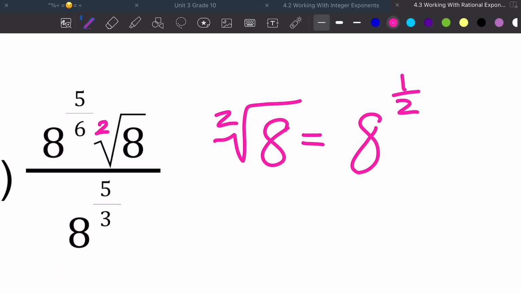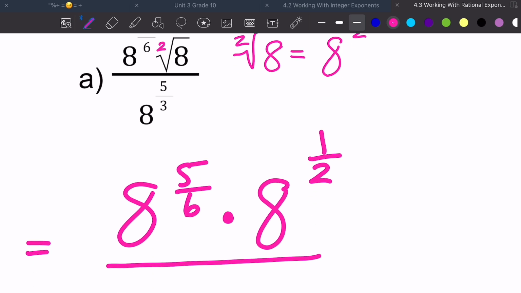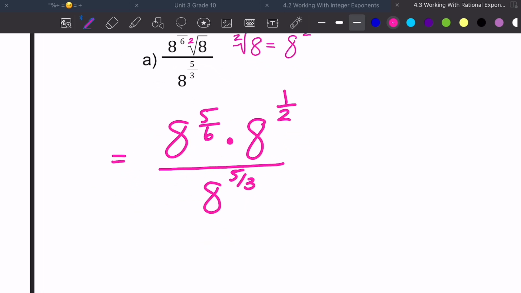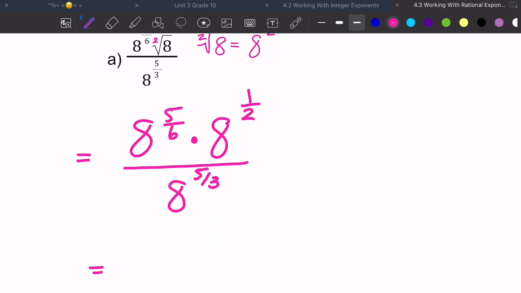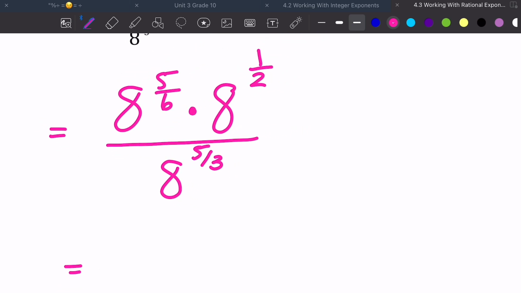So really, the square root of a number is just 1 over 2. So this is like saying 8 to the power of 1/2, and then all over 8 to the power of 5 over 3. I want to do my multiplication exponent laws first. They're all bases of 8, so I can just put this together. If I'm multiplying, what do I do with their exponents?